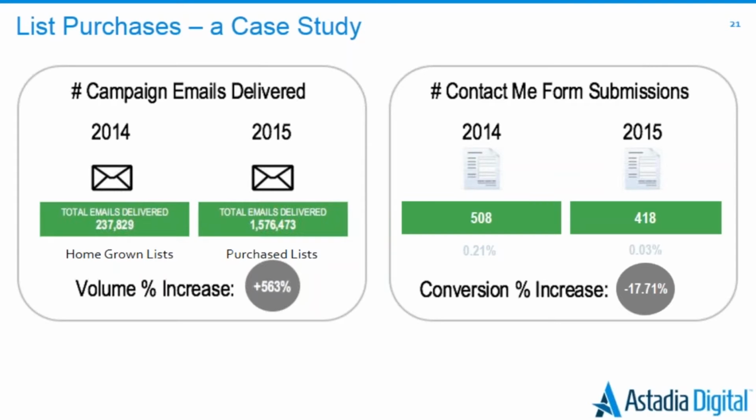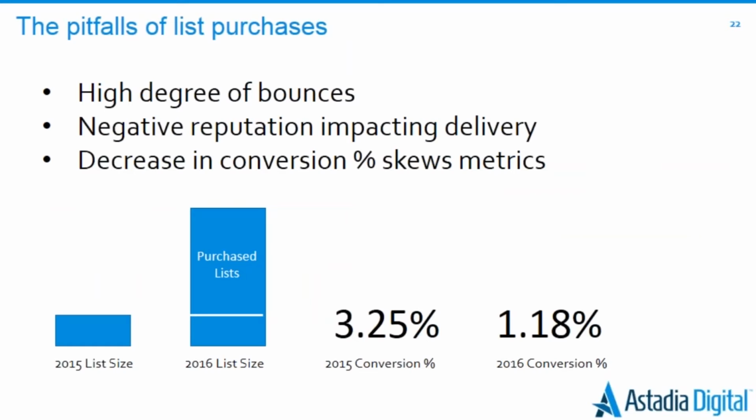So it's important to nurture them in that process. Some of the pitfalls of list purchases: you have a high degree of bounces. People are coming in and they don't know you, or it's an old email address, so it's going to bounce. Then there's also negative reputation that impacts your delivery, and it's going to decrease your conversions and skew those metrics. As you can see, in 2015 the list size was small, but in 2016 you still had the original list plus the purchased list. The conversions in 2015 were 3.25%, whereas in 2016 they were 1.18%. I hope that explains a little more, Greg, on your question and why list purchasing is probably not the best solution. Yeah, it certainly does. Great, thanks.